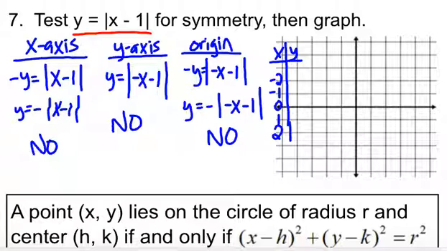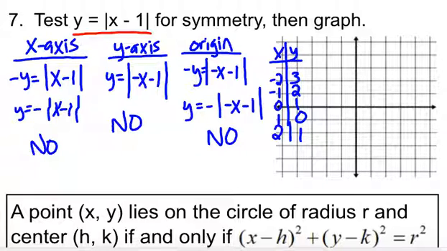So we plug in negative 2. Negative 2 minus 1 is negative 3, but then we have to take the absolute value of that. Plug in negative 1. Negative 1 minus 1 is negative 2. Take the absolute value. Plug in 0. 0 minus 1 is negative 1. Absolute value. Plug in 1. 1 minus 1 is 0. Plug in 2. 2 minus 1 is 1.